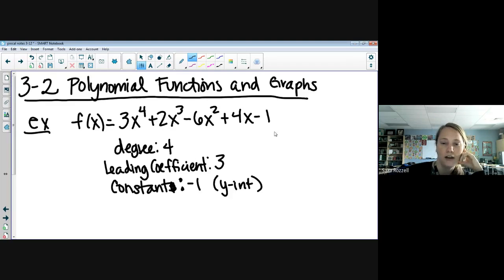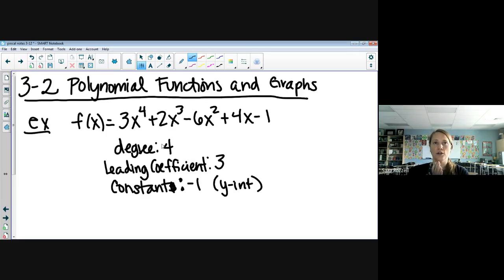So we notice a lot of things just by looking at this initially. We know it's 4th degree. It's got a leading coefficient of 3. And the constant is -1, or that is the y-intercept. Okay. What's going to be nice is if we know what all the different degree polynomials look like, because that's going to help us when we're sketching our graphs.